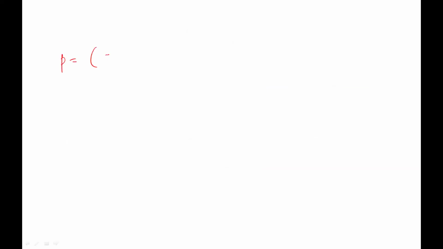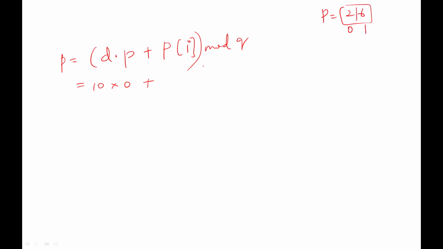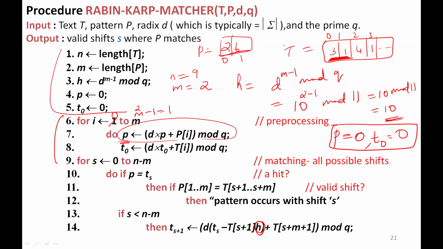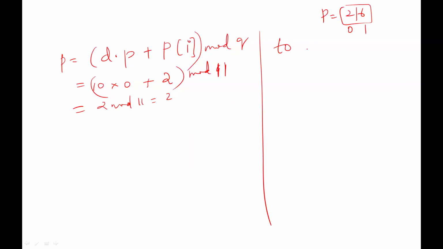The hash value is nothing but D into P plus P capital PI, the character PI, mod Q. So what is D? D is 10. The initial hash value is set as 0. And the pattern is given as 2, 6, right? This is P of 0 and this is P of 1. What is P of 0? It is 2. So we have mod Q. Q is 11. That is nothing but 2 mod 11, it is nothing but 2. Now that is not over. Parallelly, we have to find out T0 also, because the second step is finding out T0. We'll do it later, or we'll do it parallelly, no problem.